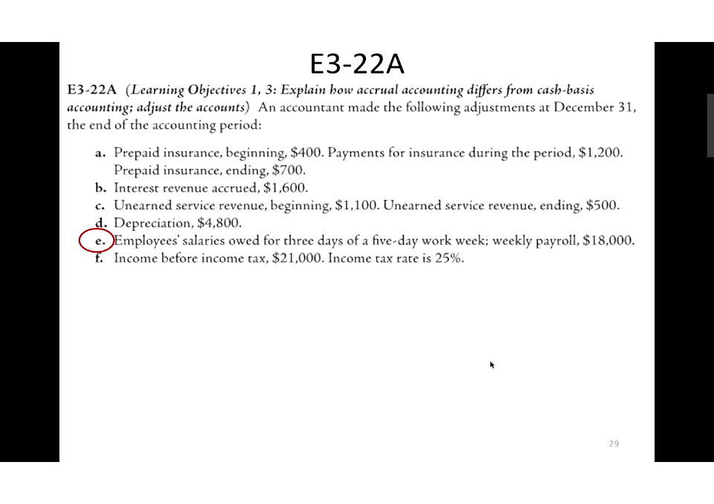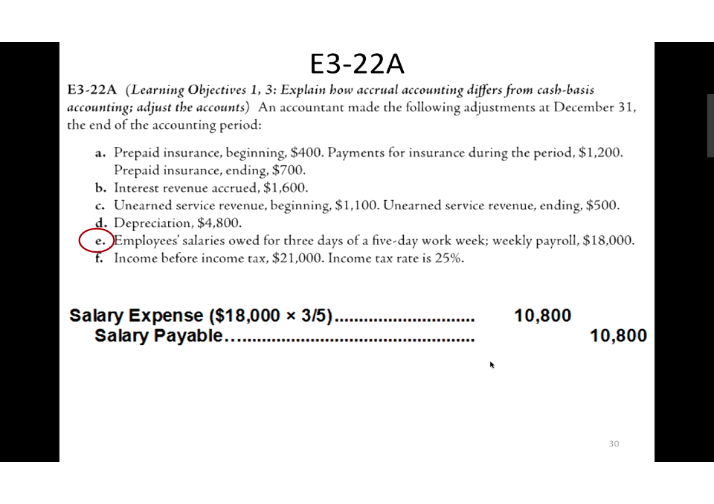Okay, now the next one: employee salaries owed for 3 days of a 5-day work week. The payroll for the whole week is $18,000. So what we need to do here is take that $18,000 times 3/5, because we're saying that we owe it, so the end of the period is right after the 3rd day of the work week. We're not going to pay the payroll till Friday, but when we prepare our financial statements on the 3rd day, we have had salary expense for Monday, Tuesday, and Wednesday. So we need to recognize 3/5 of that. So 3 days out of 5 days times the $18,000 gives us $10,800 as the amount of salary expense for Monday, Tuesday, Wednesday. So we will debit salary expense and we will credit salary payable.